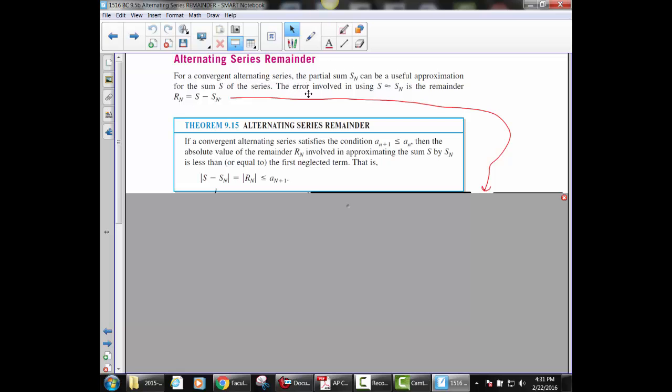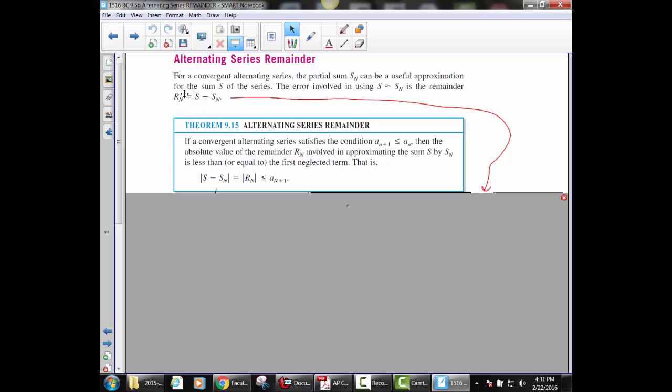That's called the error involved in using the full actual sum, S, as approximately equal to the sum using the first so many terms. So the error involved in using Sn to approximate S is the remainder, what they call Rn. So let's say n is 10. So let's say you use the first 10 terms. Well, obviously you're going to be off. You didn't use enough terms. You didn't use all the terms.